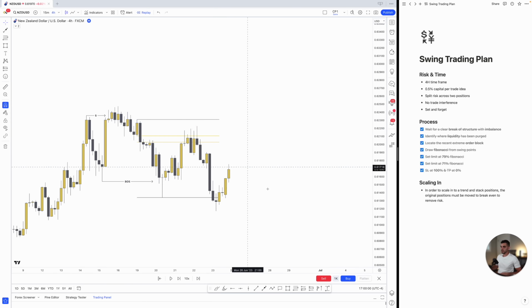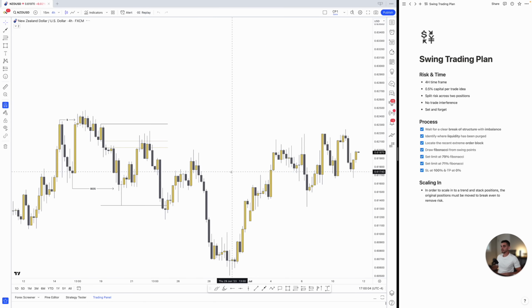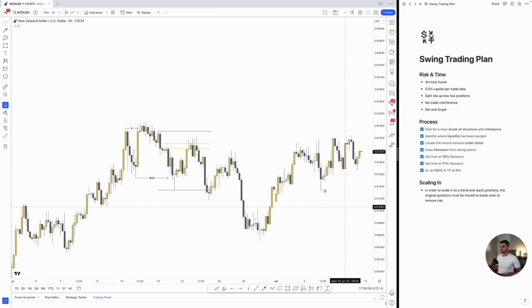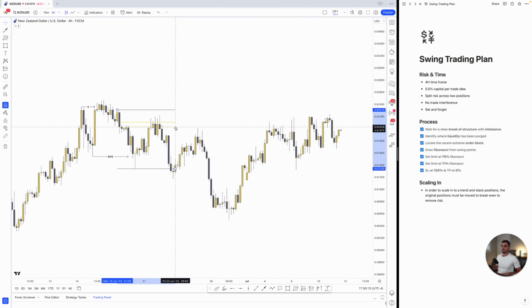Let me continue here. Let me just take off replay mode. It's going to take too long. I haven't taken a trade on NZD USD in a while, but let me show you one of the other ones I took here too. So yeah, it was right here from this swing high to this swing low. Let me just extend it out.